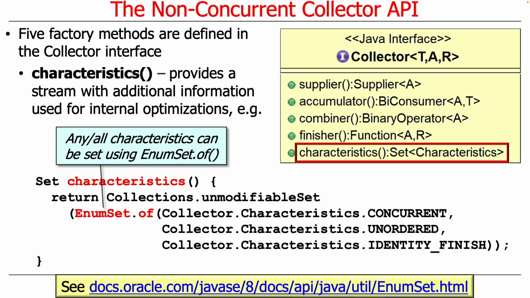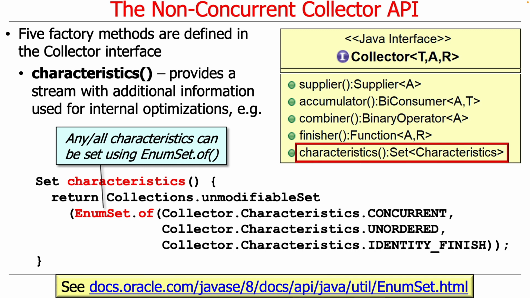The most common one, or very common one, is to use EnumSet, which collects up a bunch of enums into a set, with of being the factory method that makes the EnumSet. And you can see here that what we're doing is giving all the various characteristics, concurrent, unordered, identity finish, and so on, making an EnumSet, and then we're turning this into an unmodifiable set.